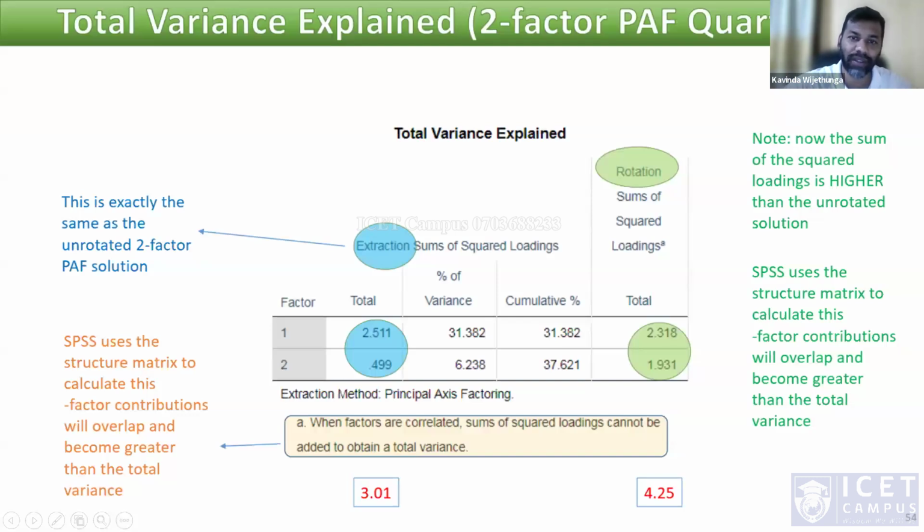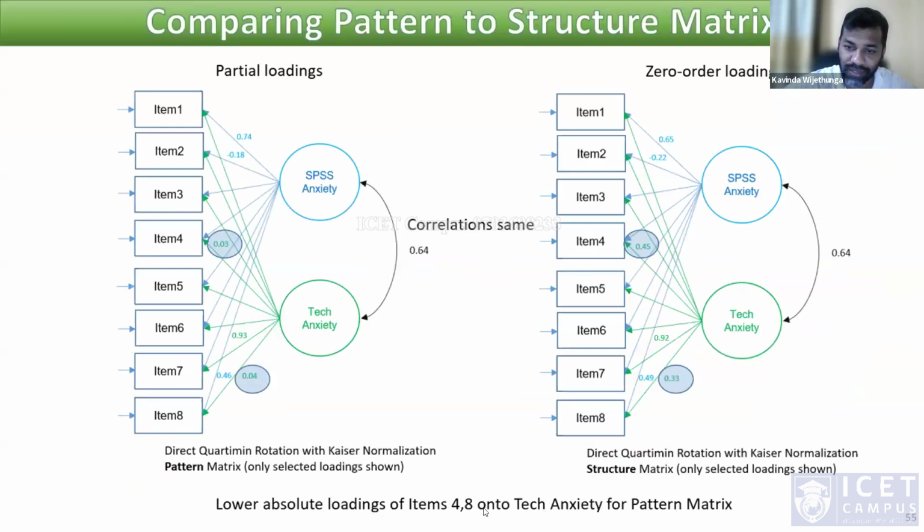Right? Then again, let's compare the pattern to the structure matrix. Partial loadings are for the pattern matrix. Direct quartimin rotation with Kaiser normalization, pattern matrix. So this is the part diagram there. If we use direct quartimin with Kaiser normalization only for the loadings, right? Then zero order loadings, you can see here in the correlations there. Correlations are the same, right? If these are correlated actually, lower absolute loadings in items 4 and 8 onto the text anxiety for the pattern matrix, right? So it makes lower loadings there, right?